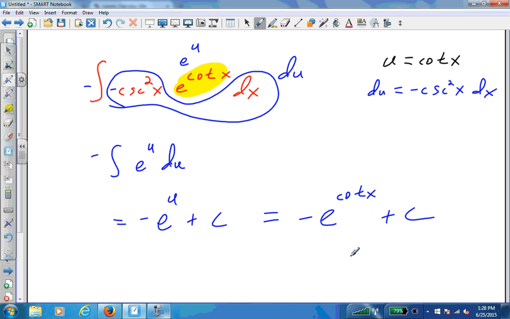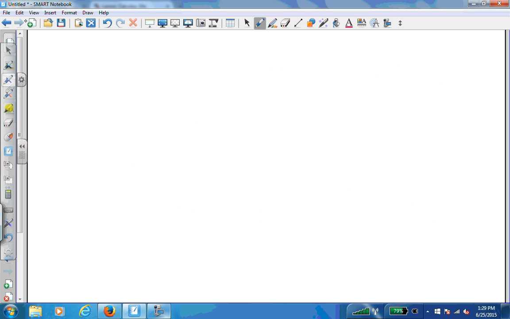Let's see, what else? Let's take a look at this one. Let's look at the integral of 2 over 7 e to the x plus 4 dx.